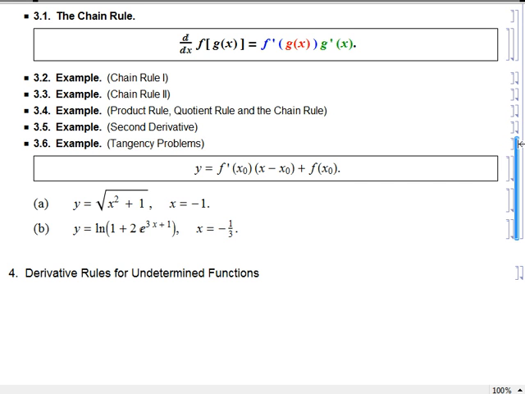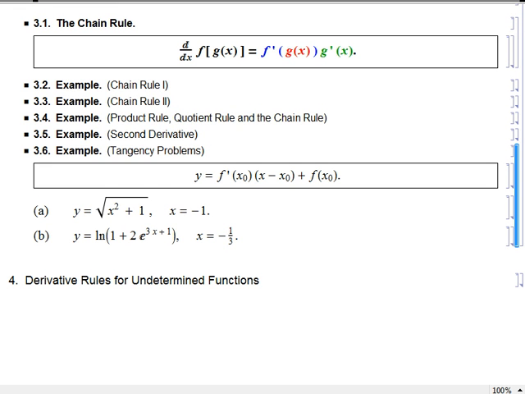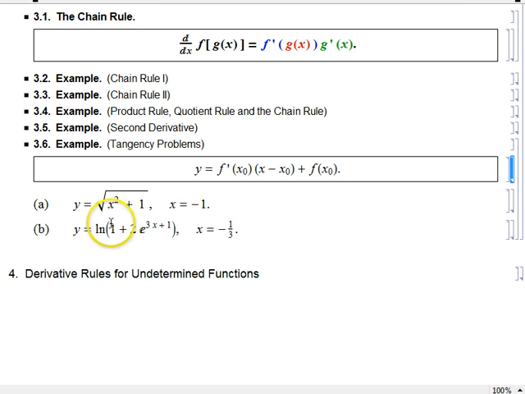Tangency problems. Well, okay, we can find the equation of the tangent line by something like this. The derivative evaluated at that point is the slope. x0 is given, and y0 is something you can find from the function value. Specifically, we are talking about this step-by-step process: y0 by plugging in, derivative computation, m by plugging in, and then the point-slope equation of the line. Let's apply that to this problem.